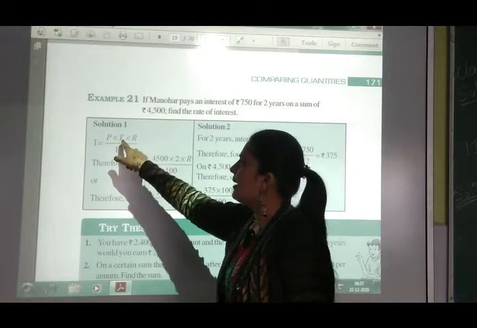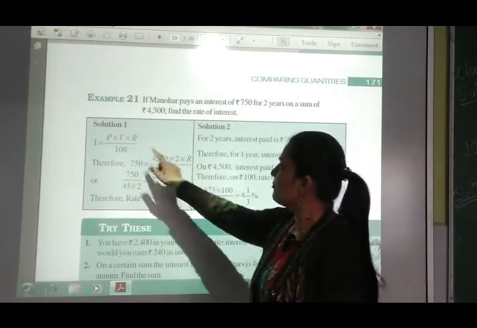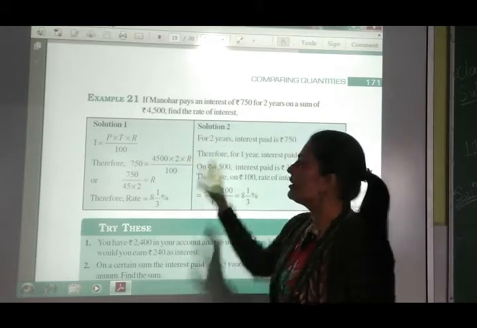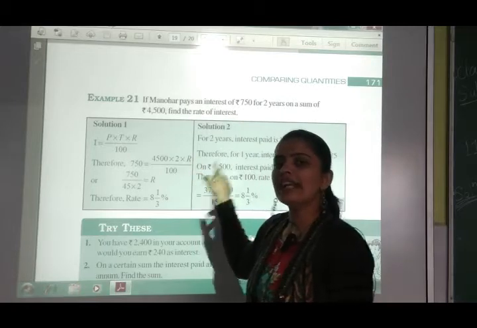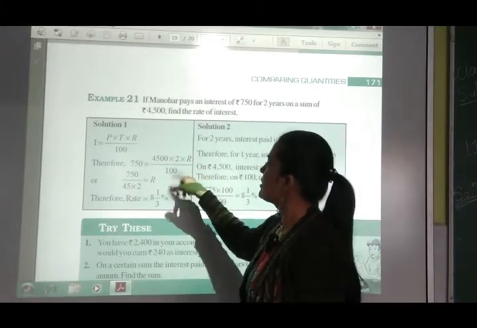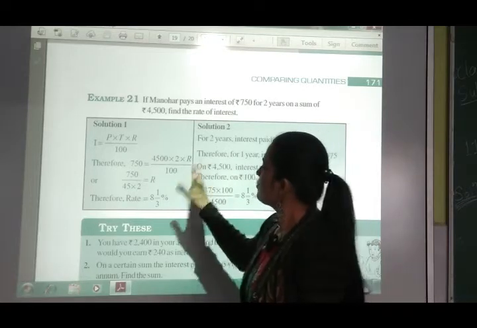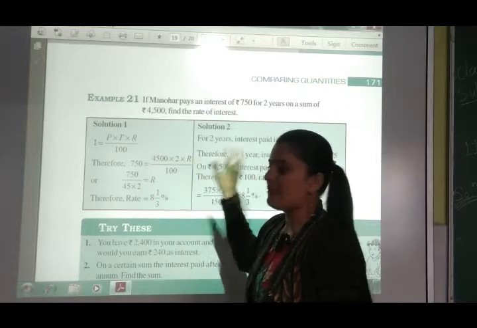After that multiply by T. What is time? How many years? 2 years. So multiply by 2, multiply by R. R we don't know, that we have to find out. Find the rate of interest. So R we will write down as it is, divided by 100. After that 0 we will cancel out. So what is remaining? 750 is equal to 45 multiplied by 2 multiplied by R.